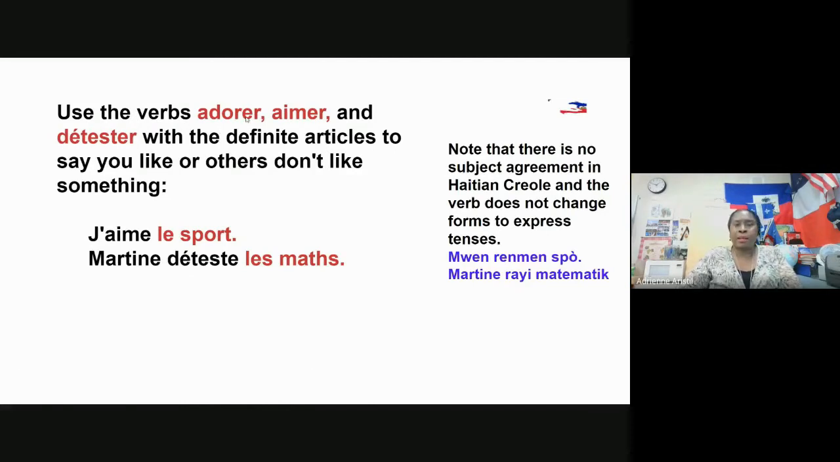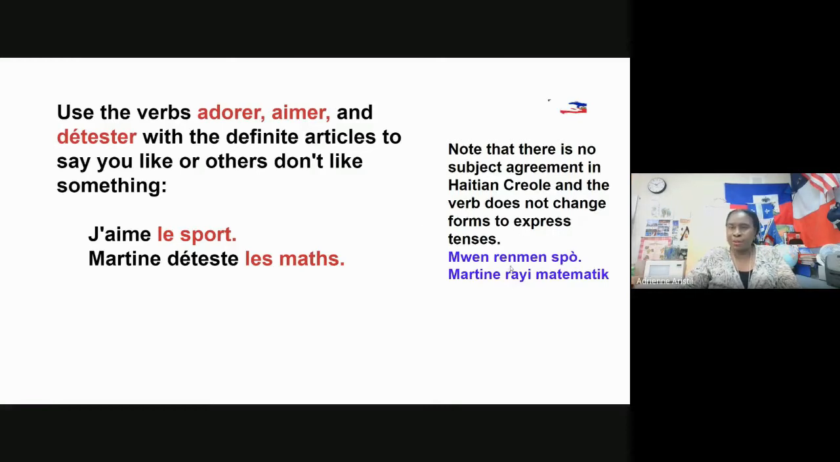Use the verbs adorer, aimer, and détester with the definite article to say you like or others don't like something. J'aime le sport. I have my definite article. I cannot say j'aime sport. I have to say j'aime le sport. I like sport. Martine déteste les maths. I have my definite article.